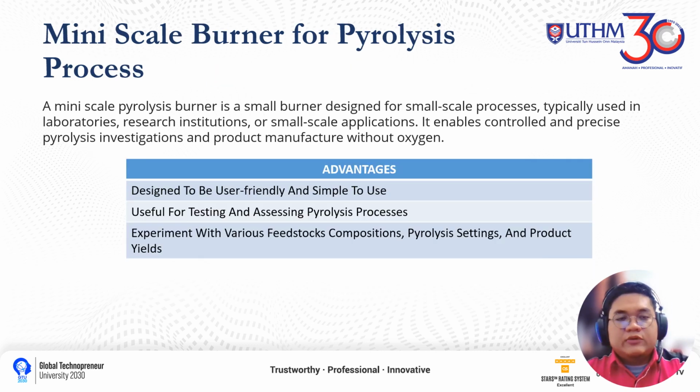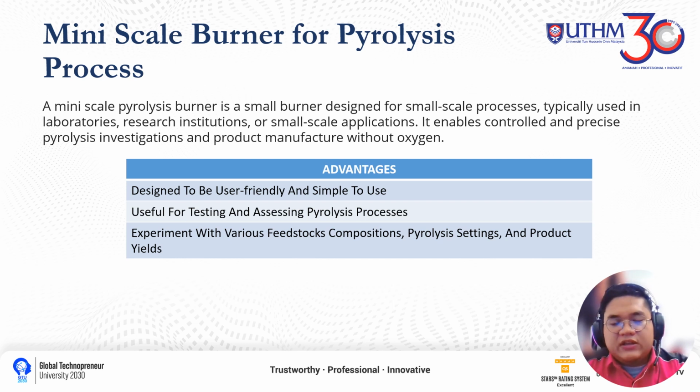And then the next process, which is the use of mini-scale burner for pyrolysis process, as has been detailed and explained in the previous subtopic, which is the research flowchart. This process is involved in Project Sarjana Muda 2, which is phase 2, as the use of a mini-scale pyrolysis burner. It is a small burner designed for small-scale processes. It is typically used in laboratories, research institutions, or small-scale applications. It also enables a controlled and precise pyrolysis investigation and product manufacture without any oxygen.